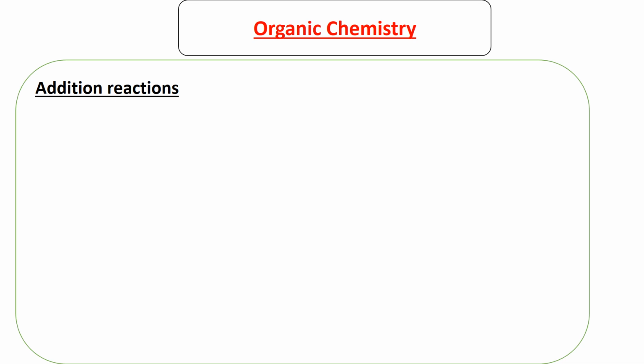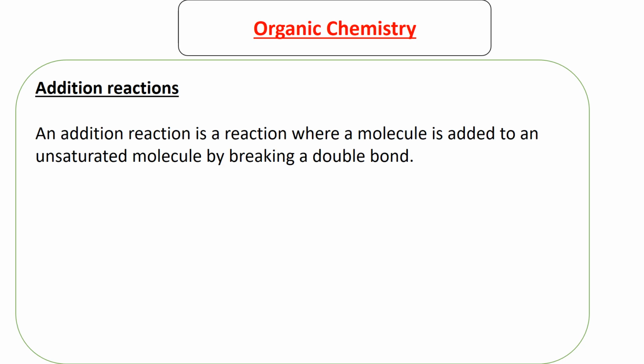So the second type of reaction is addition reaction. So in addition reaction, we have about three types of reaction, or three examples of addition reactions where alkenes are involved. The question is, what is addition reaction? So addition reaction is simply a reaction where a molecule is added to an unsaturated molecule by breaking a double bond, which is actually what we're talking about. What makes alkenes reactive? The double bond.